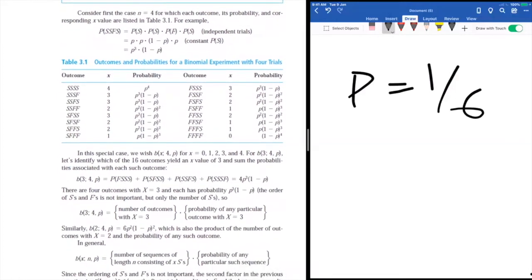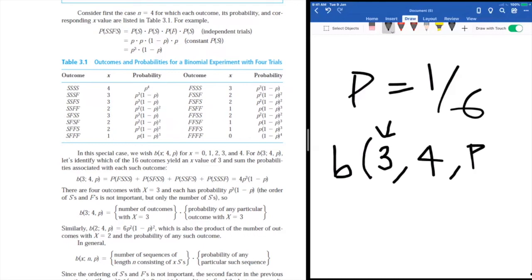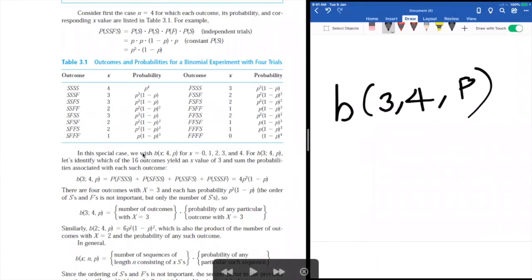Now the question is, out of 4 trials, what is the probability of getting 3 successes? That is, the question is to find the binomial of 3 for p, where, for tossing a coin in particular, p is equal to 1 by 2. So now, the probability of 3 successes.